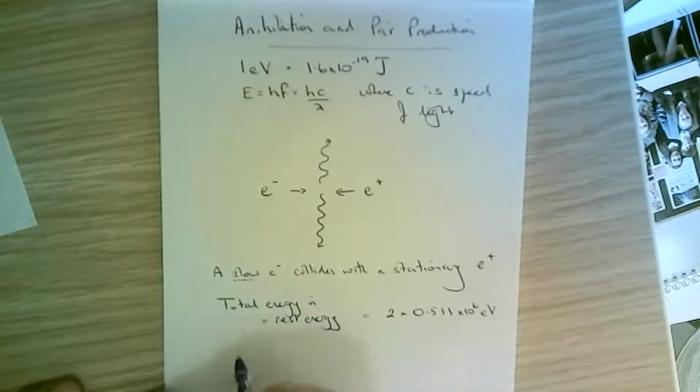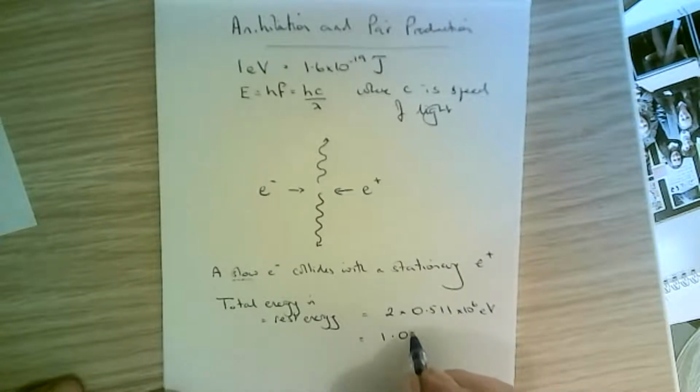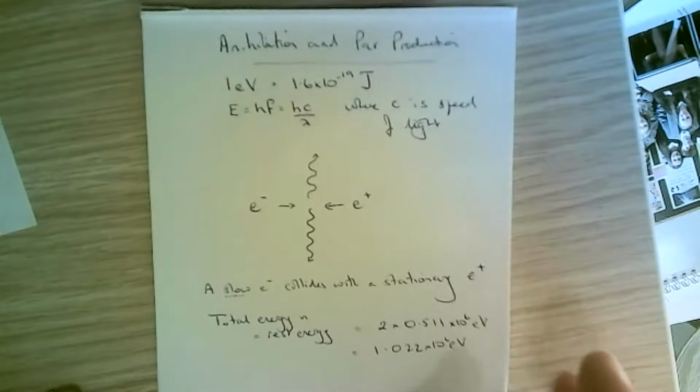Now, that energy is split. Oh, well, let's give a total. So that's 1.022 times 10 to the 6 eV. Now, that energy is split between 2 photons.